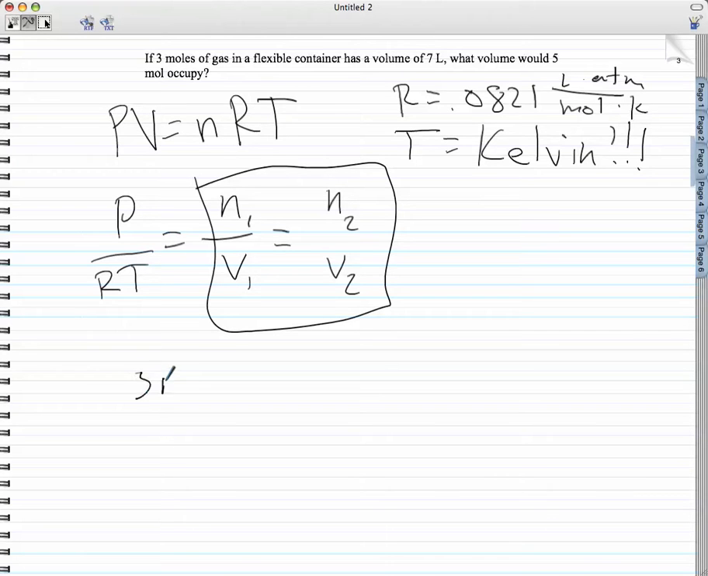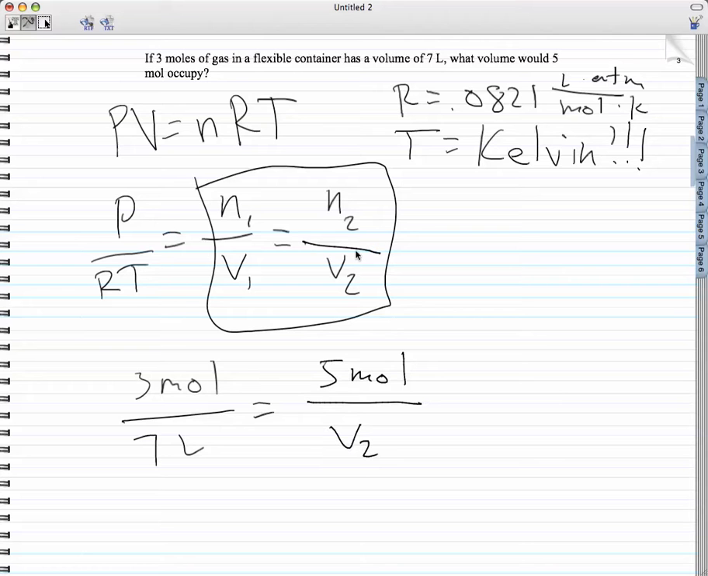We have 3 moles at a volume of 7 liters, and so if we change that, if we have something with 5 moles, what would our volume occupy? And so if we do that, our volume is going to be about 11.7 liters. Okay, and so this makes sense.